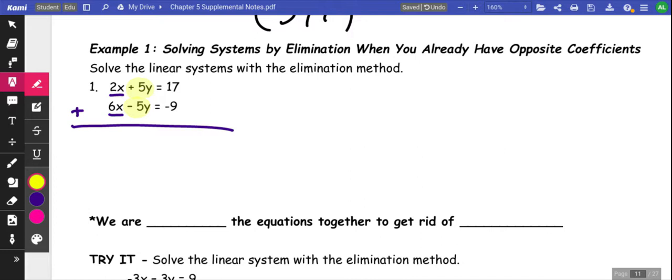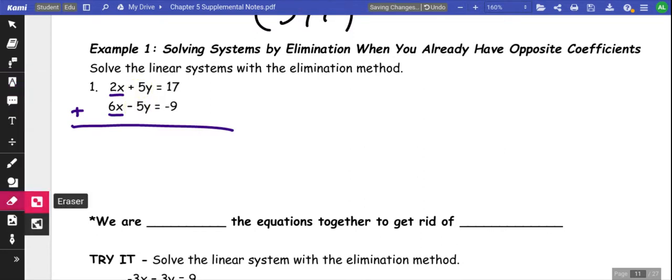Later on with some other examples, I'm going to show you where you have to multiply an equation to get this elimination to work. But best case scenario, it's already set up. You don't have to multiply anything. So let me show you what I mean. Okay, you're taking these two equations and you're combining all your like terms. You're basically turning it into one equation.